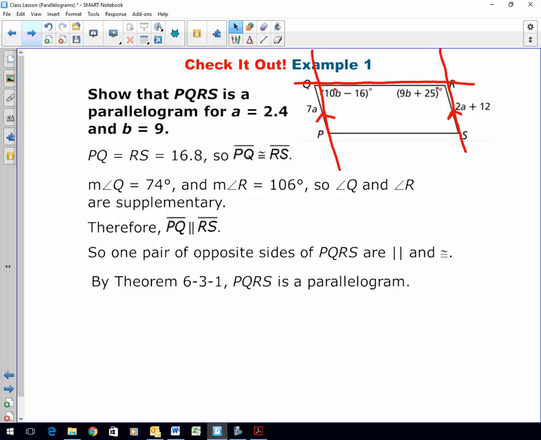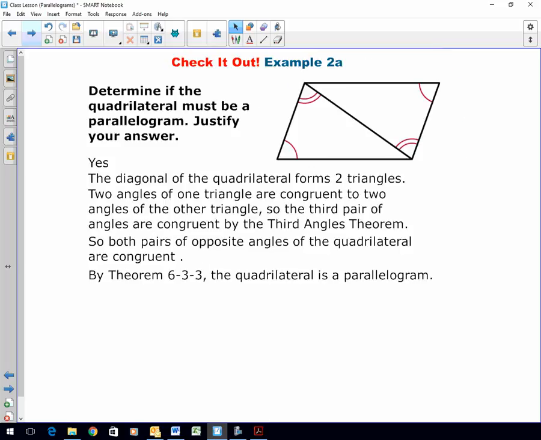Okay. Got 2 more examples, and I'll let you go do your work. Unless Lightfoot gives me another groan. All right.